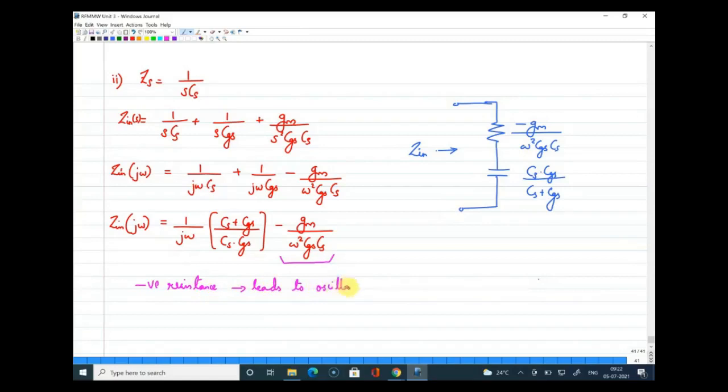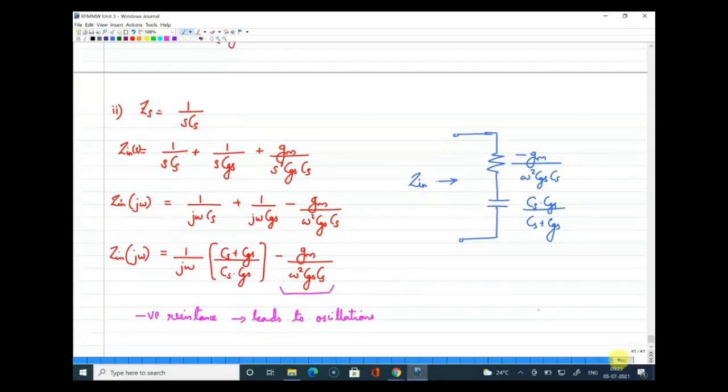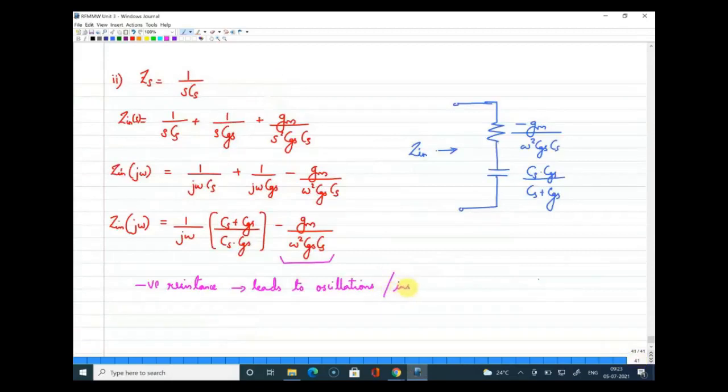We will see a little more about this negative resistance in the case of oscillators. There, whenever such negative resistance comes, we will try to compensate for it. Maybe I'll explain that when we start oscillators. This will lead to oscillation, or in turn I can say that this will lead to instability of the circuit. So for now, take it as, if there is a negative resistance, that will lead to instability. And how this is useful in the case of oscillators, we will see.